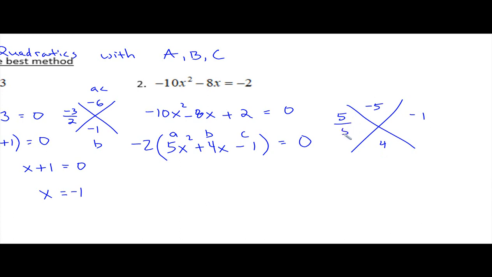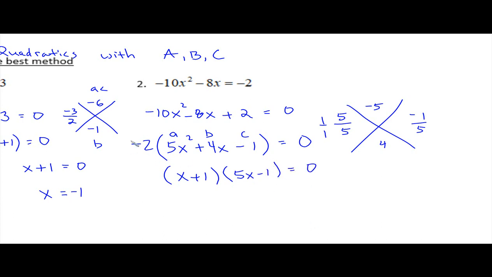And then I have to divide by whatever A is, which is 5. This fraction reduces to 1 over 1. So my factors will be x plus 1 and 5x minus 1 is equal to 0.